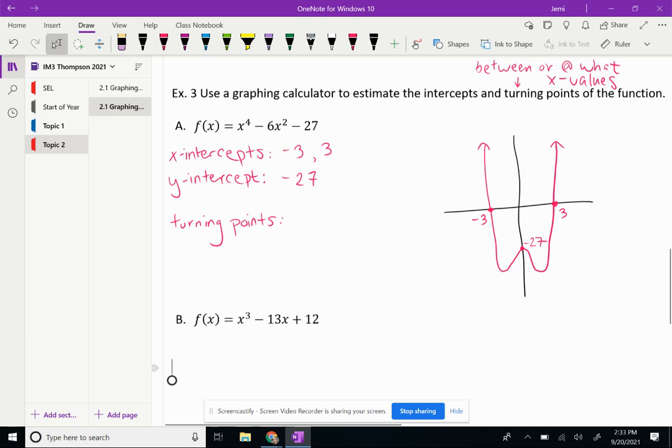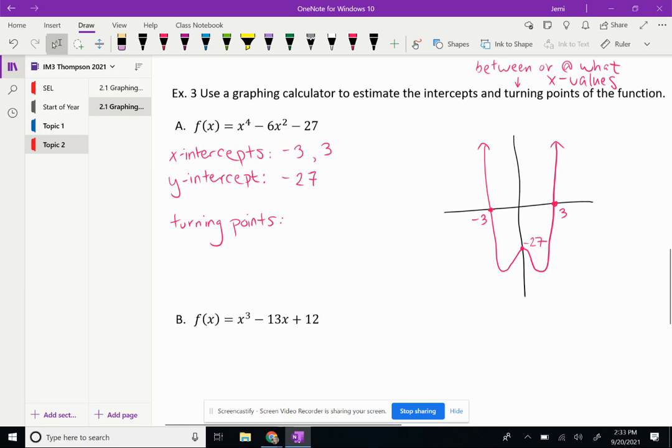So it occurs somewhere between here and here, between 0 and -3, or -3 and 0. There's another turning point right here, which occurs at 0. And then there's another turning point here, between 0 and 3. So you're just kind of estimating. It's not looking for you to pick up a decimal or anything. It's just saying at or between what numbers.